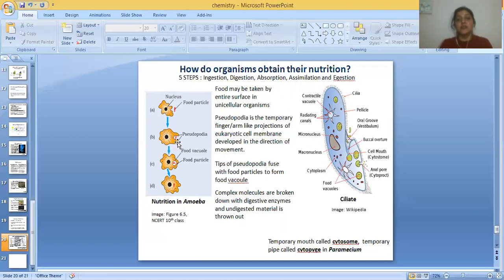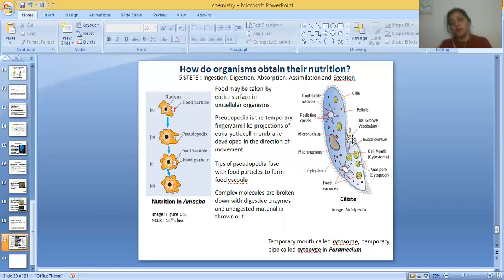And when the tips of the pseudopodia join, they form a food vacuole, which is full of digestive enzymes. It digests the food material, and undigested matter is expelled out of the surface. So they follow all 5 steps: ingestion, digestion, absorption, assimilation, and egestion. In some of the ciliates, like Paramecium, we have a fixed, definite cell mouth known as cytostome, and it takes in food through cilia.